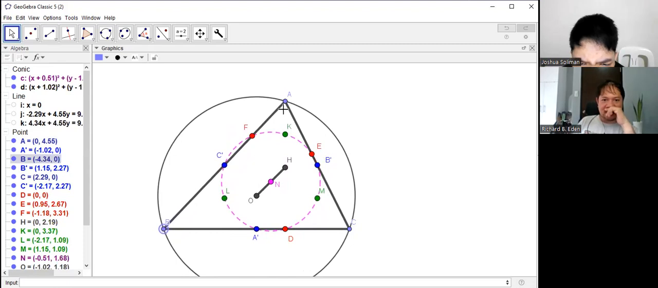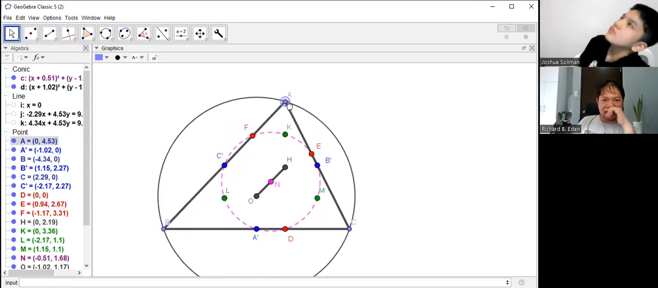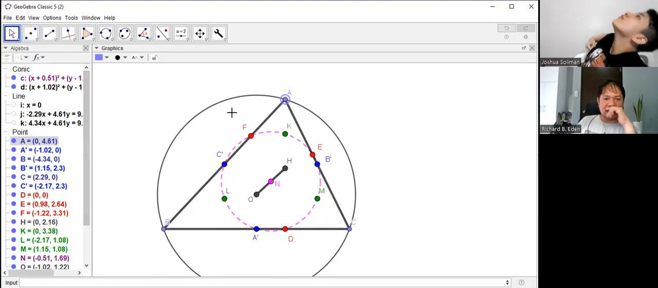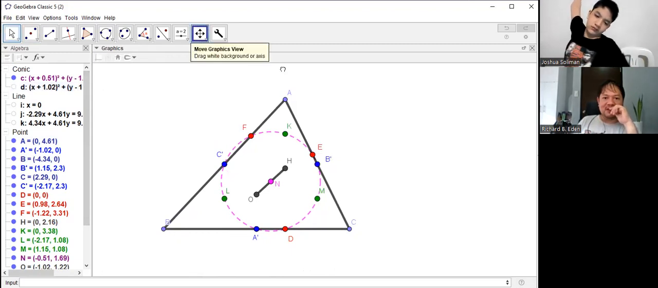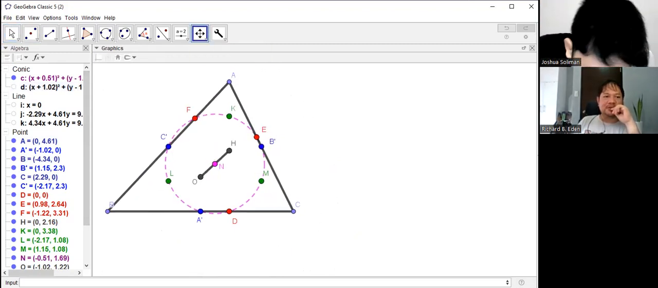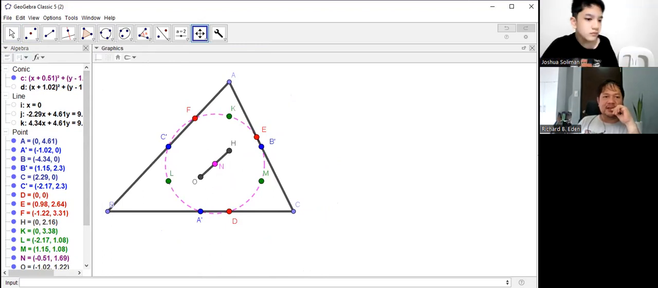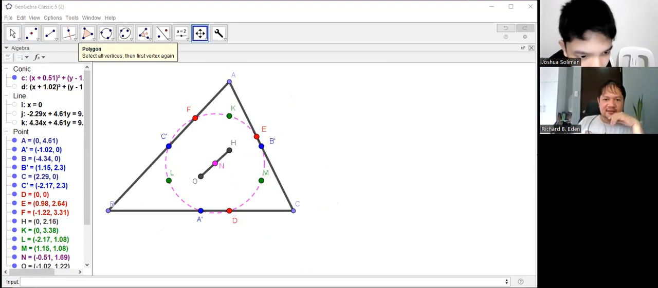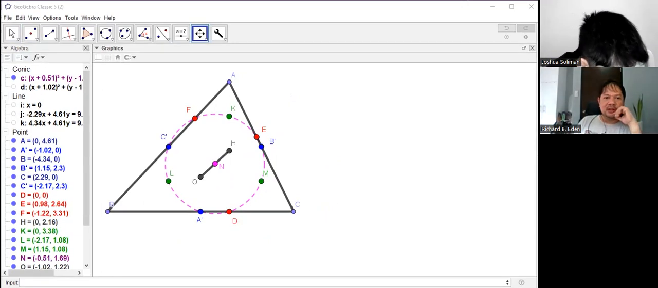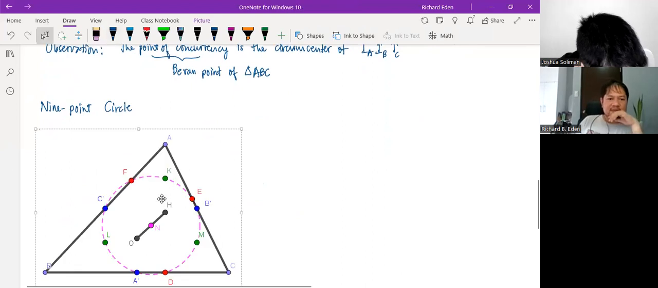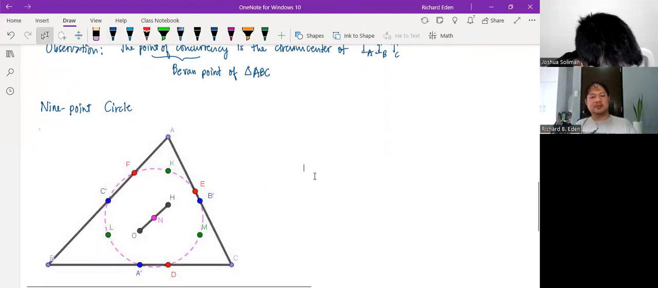So let's enlarge this. Actually, maybe we don't need it. I can hide the circumcircle, because there are too many circles. So this is the 9-point circle. So let me snip and paste this, and let's go back to our notebook. Where is the notebook here? Okay. So the 9-point circle.